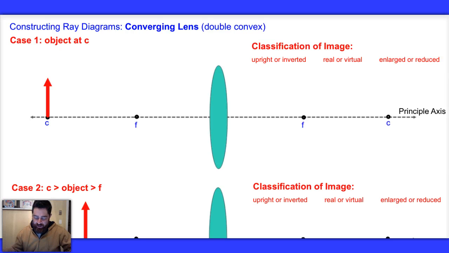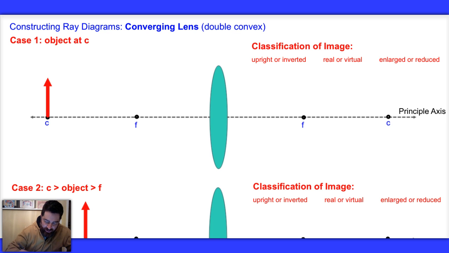In this video, I'm going to construct ray diagrams for the different types of lenses and mirrors we've been talking about in class. The first one that I'll start with is the converging lens, or double convex lens. You can see on your screen that I've set up the lens and the focal length and the center of curvature, or the radius of curvature. Keep in mind that 2 times that focal length is equal to the center of curvature.